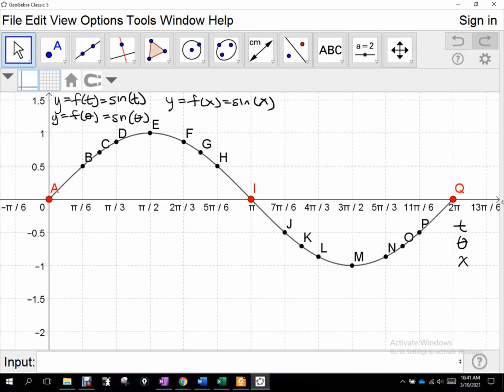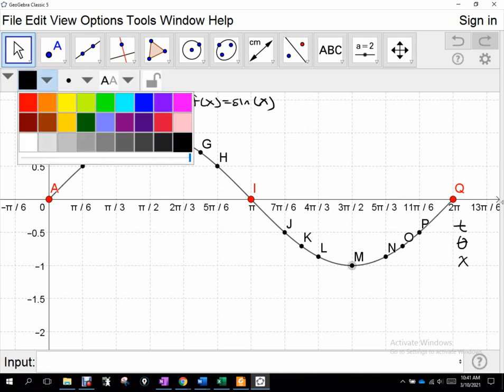How does this one relate to A and Q? It's the midpoint of A and Q, okay? So if I can find Q, A is always going to be 0, 0 for the sine function. If I can find Q, then I automatically find this by cutting it in half. Does that make sense? Okay. This point here and this point here.